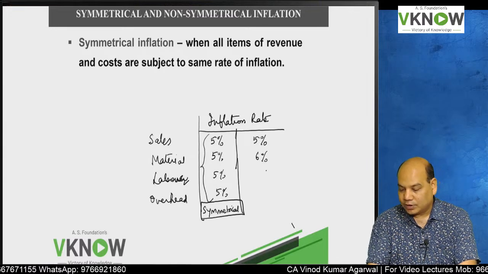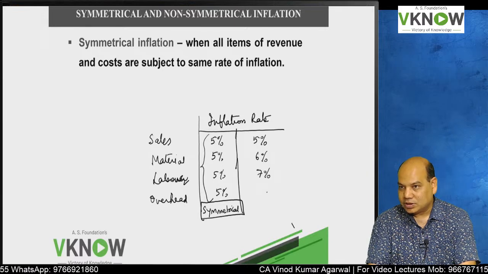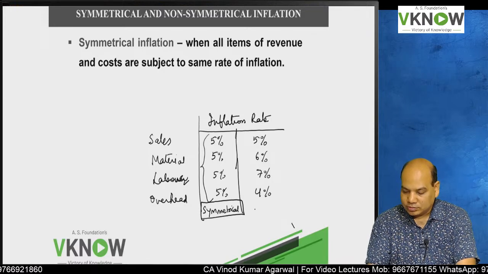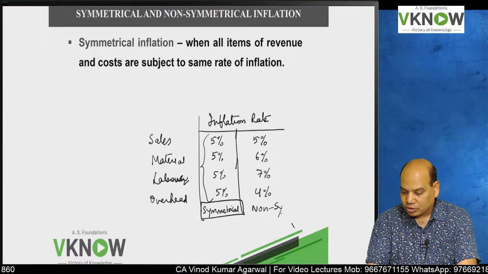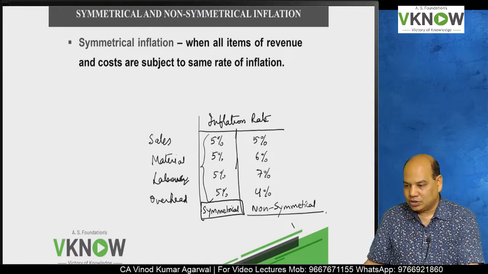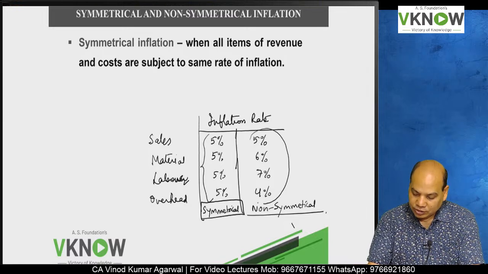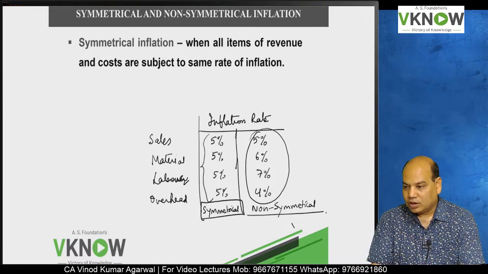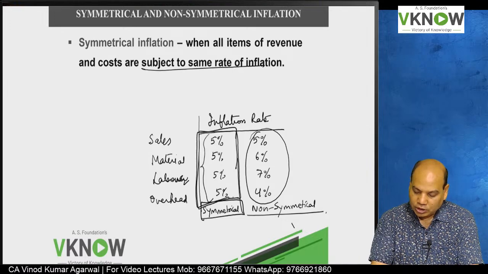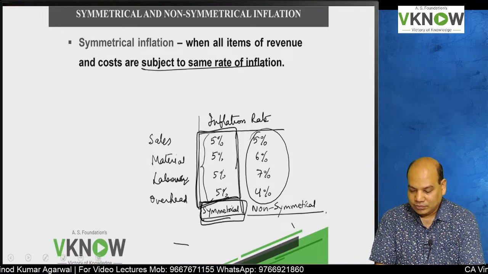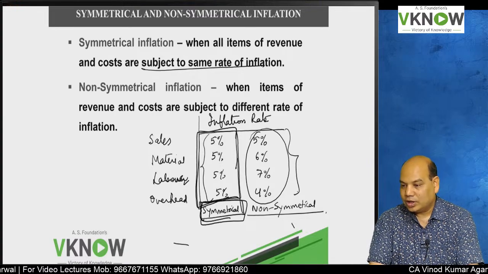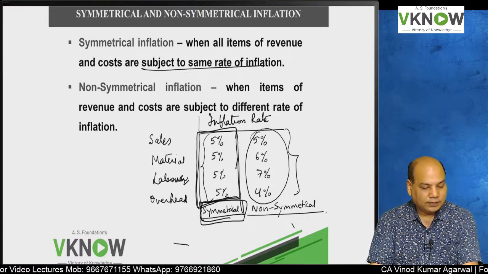Sale subject to 5% inflation, material 6%, labor 7%, overhead 4%. This type of problem is called non-symmetrical inflation problem. So you have to be very careful in the second type of problem. When all revenues and costs are subject to same rate of inflation, we will call it symmetrical. Life is easy in that case, but exam is not easy. Non-symmetrical inflation, second example: when items of revenues and costs are subject to different rates of inflation.